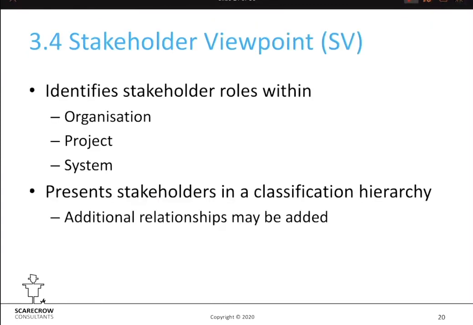The fourth viewpoint, we've been talking about stakeholders, so the fourth viewpoint is purely about capturing stakeholders. Peter, I'll come to your question in a little while, if you don't mind. Peter's asking, is there any reason not to use BPMN? I'll come to that in a moment.